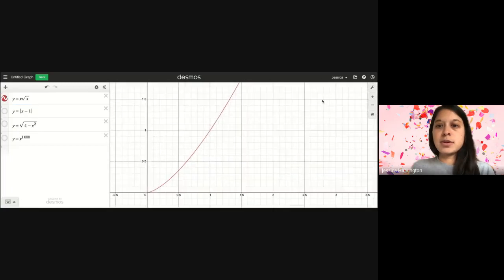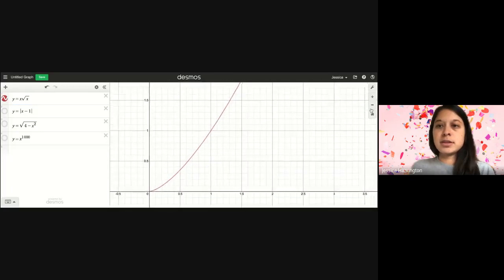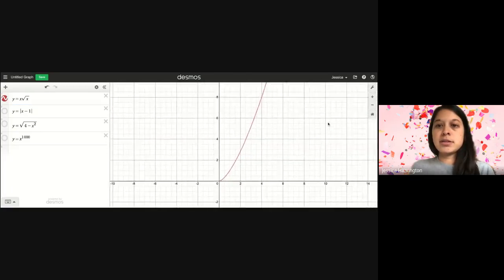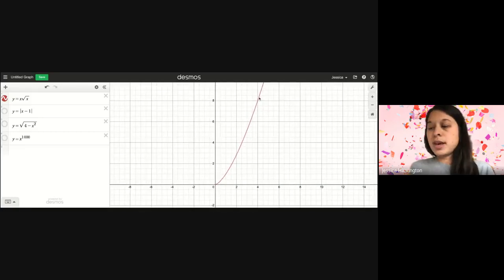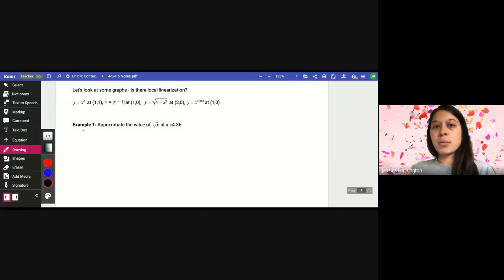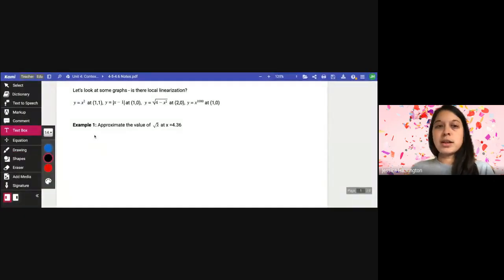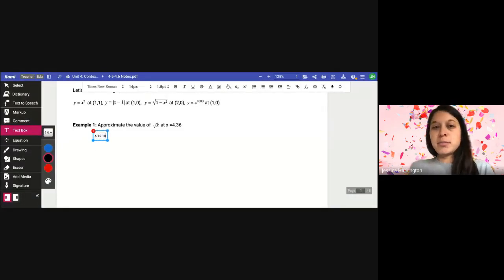So it's somewhere here, keep zooming out. And if we had Desmos, you can actually find the value. But let's say you didn't. How can you approximate it using a linear function? Well, first thing, because we're talking about the square root of x, and x is 4.36, one thing that I know is that x is a bit more than 2.